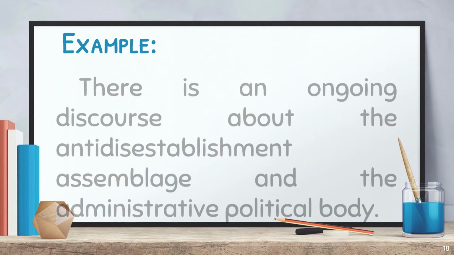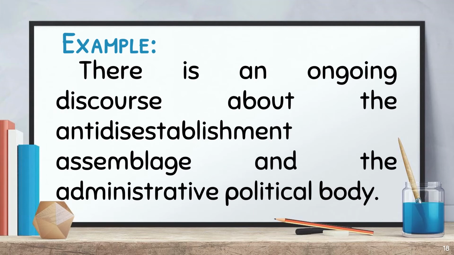Let's have this example. There is an ongoing discourse about the anti-establishment assemblage and the administrative political body. If we're going to analyze it carefully, the text is complicated because it is filled with words that are difficult to understand. If the terms are important to use, then the writer could define what they mean.